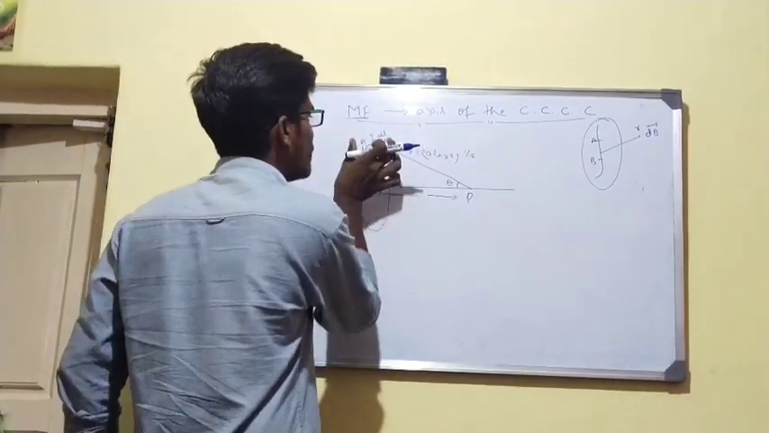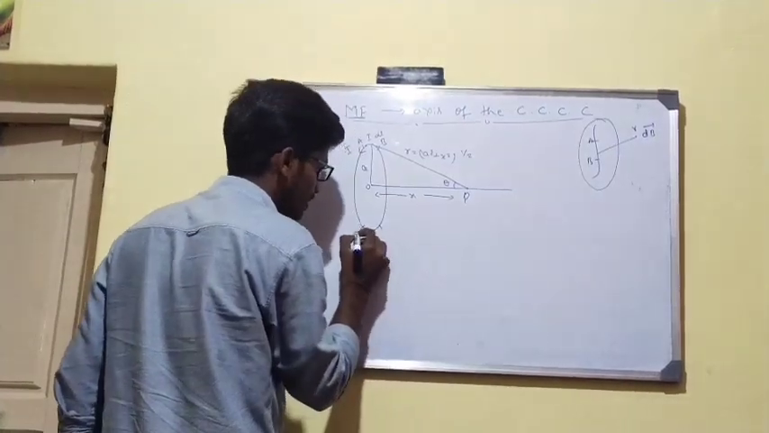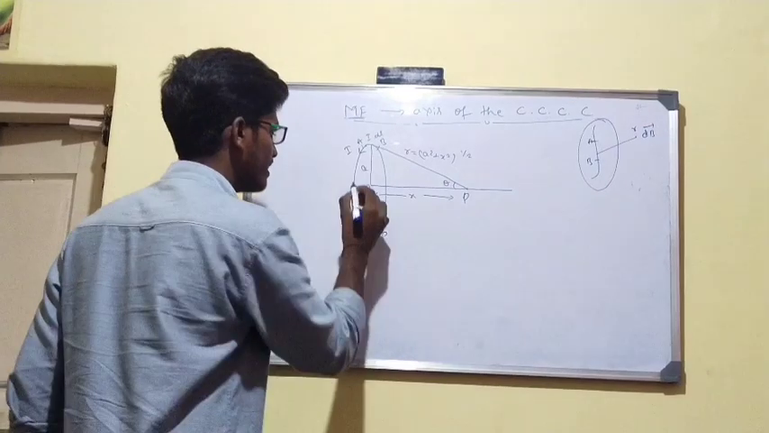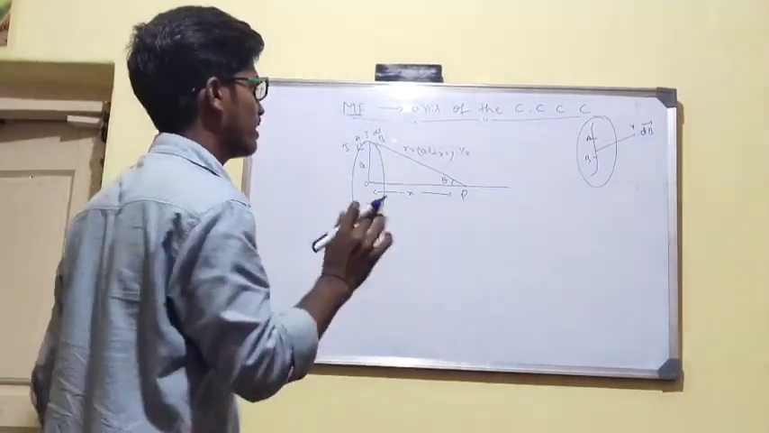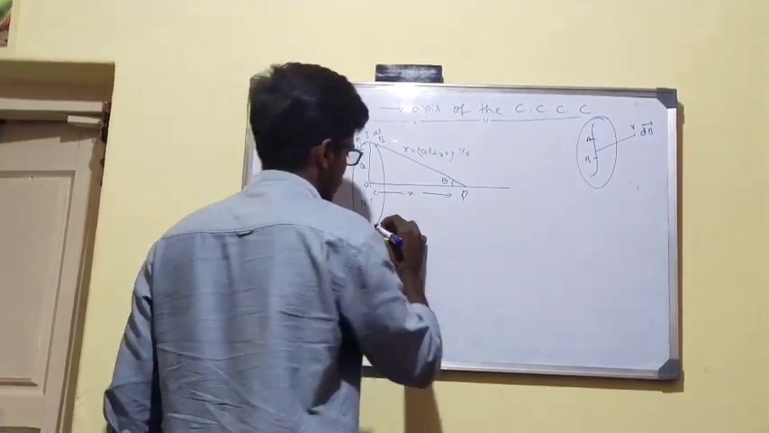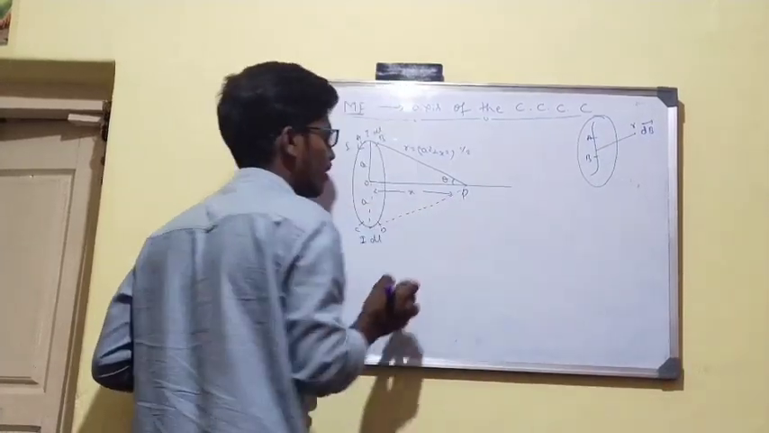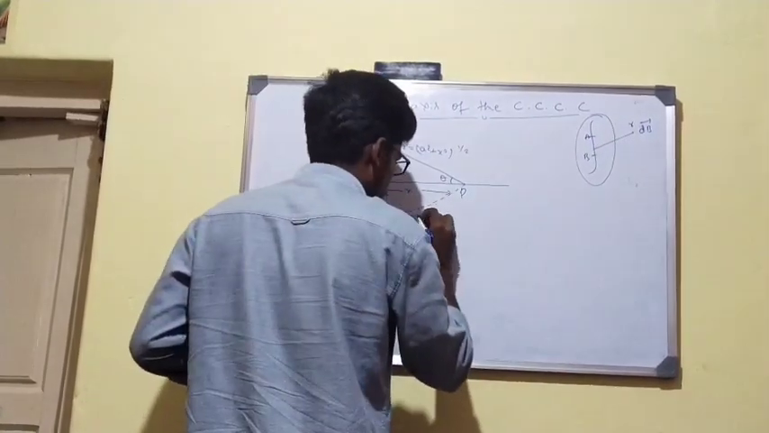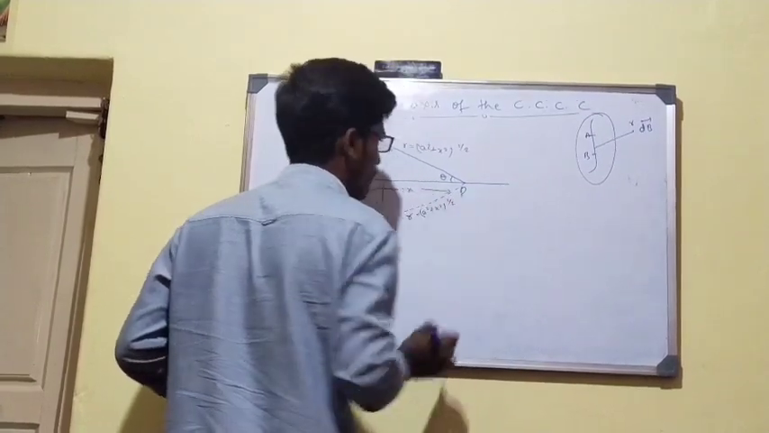Now, for every current element, we have a diametrically opposite element in the circular coil, that is CD. CD has the same current and the same length. It also has the same radius, and if I join this current element to the point P, it also has the same distance, that is r equal to (a square plus x square) whole raised to the power of 1 by 2.